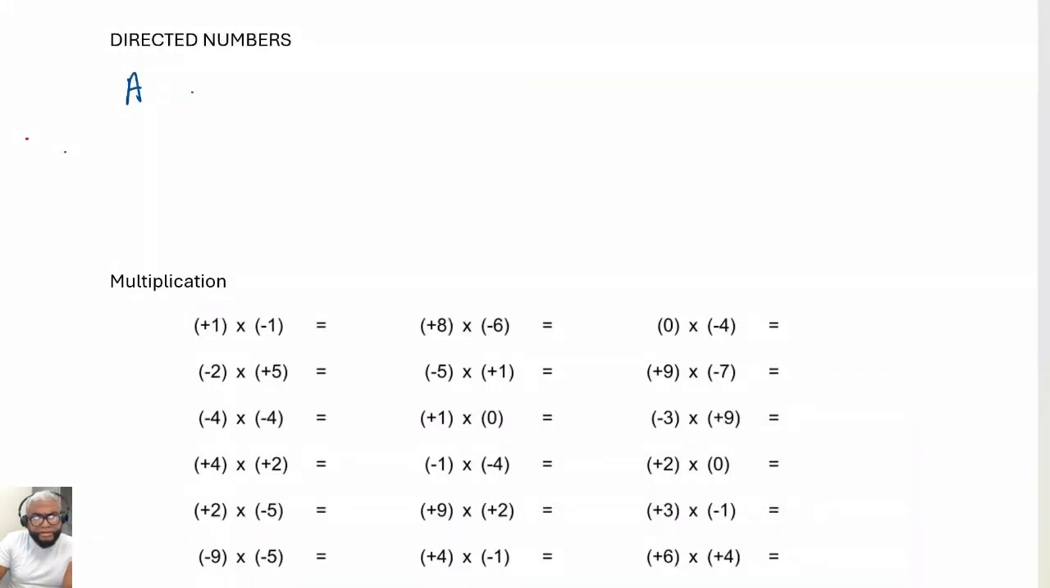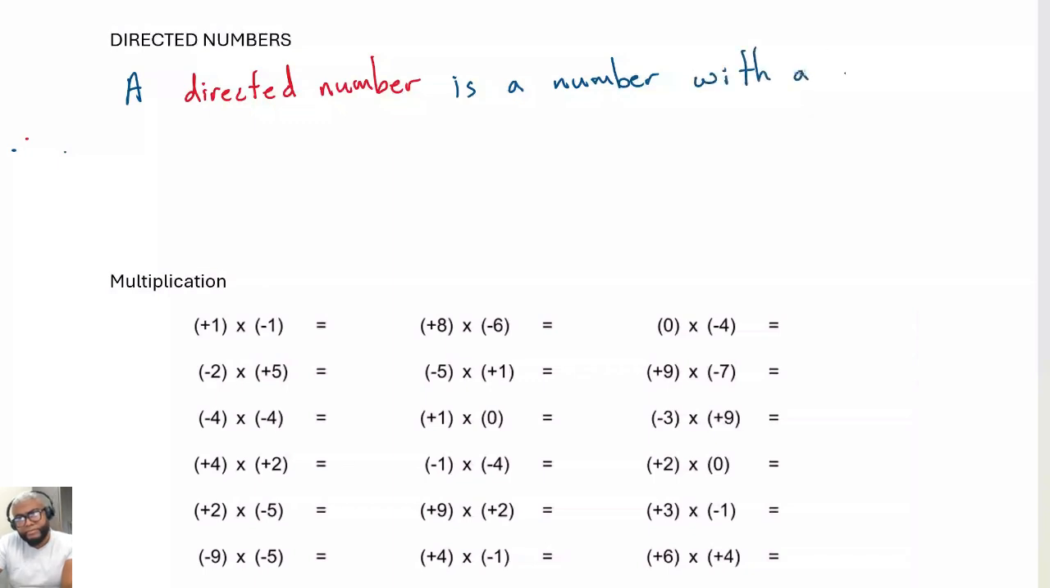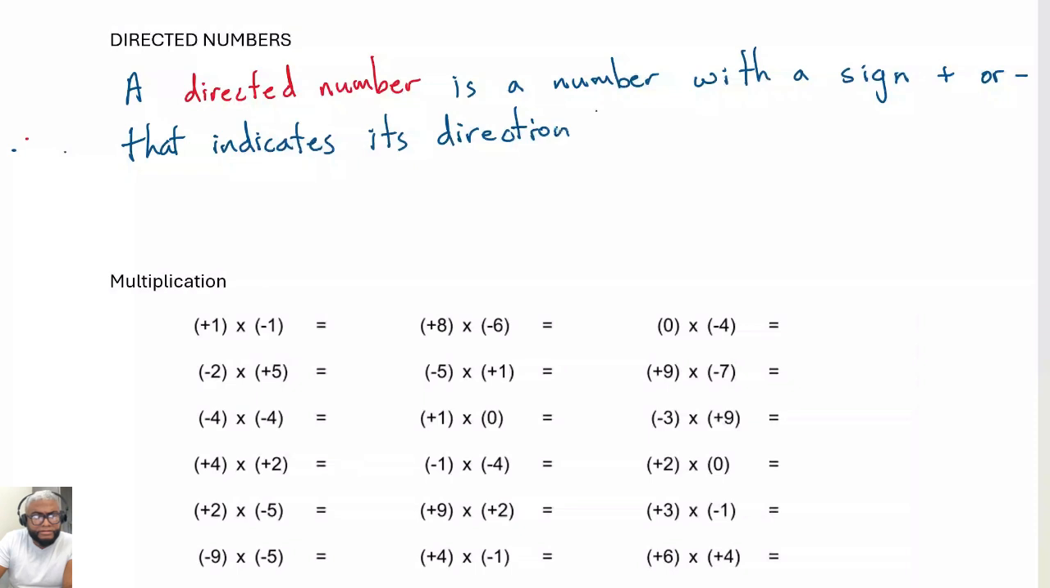Right, so a directed number is a number with a sign, plus or minus, that indicates its direction relative to a reference point. Okay? Try to write at the same speed with me, so I won't have to wait for you.